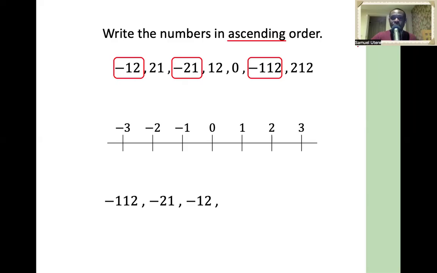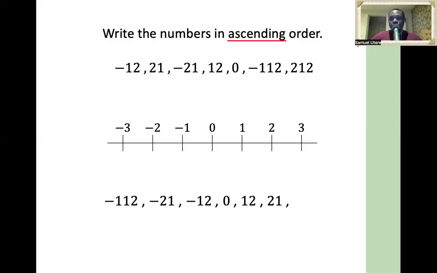So now that we have arranged all the negative numbers in ascending order, we can put the 0. We get to the 0 before we get to the positive numbers. So now let's look at the positive numbers. We know that 12 is smaller than 21. And that's it. We've arranged our numbers.